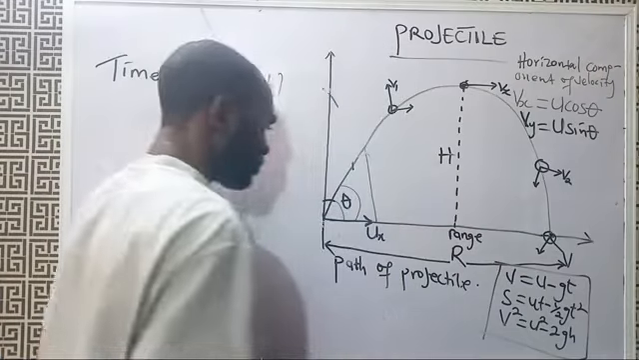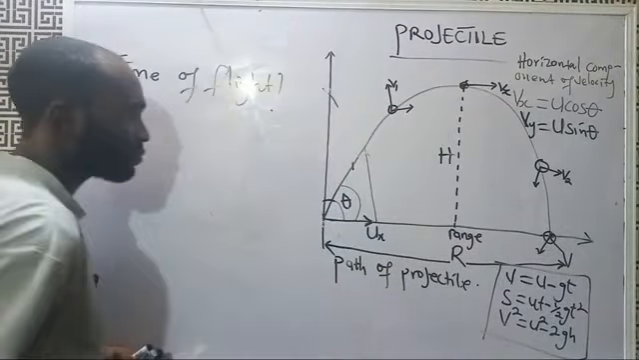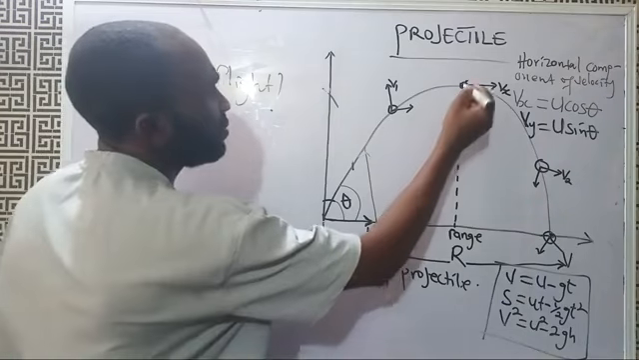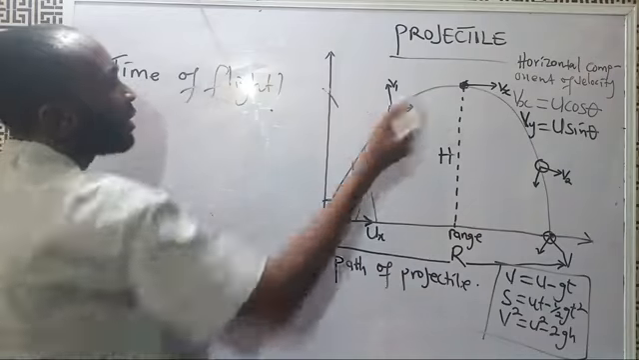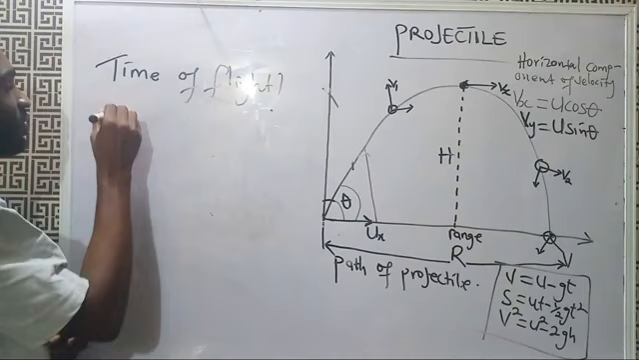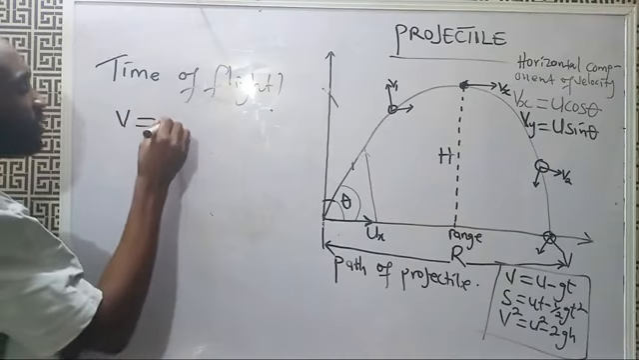So now let's understand. We know that at the maximum height, the final velocity is zero. So why are we using this equation here?